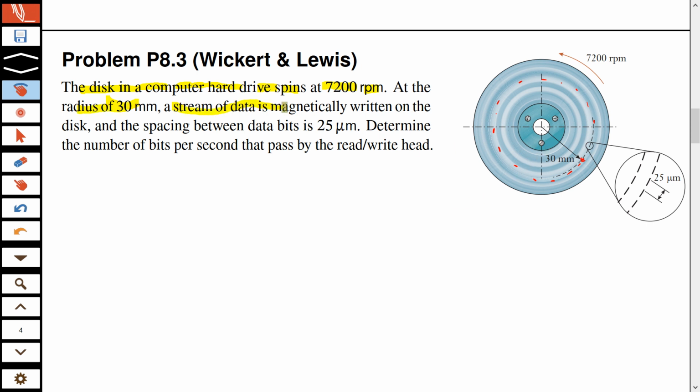A stream of data is magnetically written on the disk. So writing is going on with some mechanism, and this is a zoomed version, and the spacing between data bits is 25 micrometer. So if you zoom in here on this circle, you see that between any two bits the distance is 25 micrometer. So this is important to convert between bits and distance.